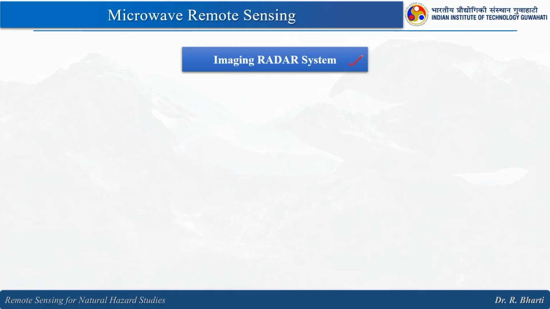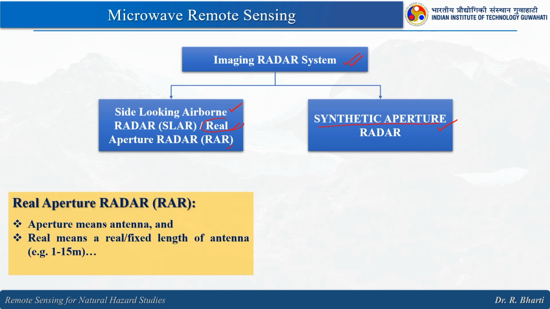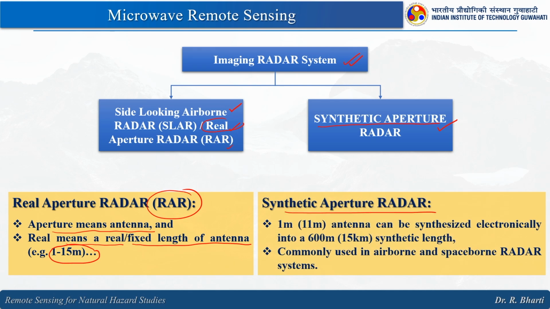Now we have two different types of imaging radar. The side looking airborne radar, we have real aperture radar and the synthetic aperture radar, these are the two different types of imaging radar system. The real aperture radar, which is RAR, aperture means antenna and real means the real or fixed length of the antenna. For example, 1 to 15 meter of the length of the antenna itself. Synthetic aperture radar, the name itself is synthetic aperture, that means the synthesized length of the antenna.